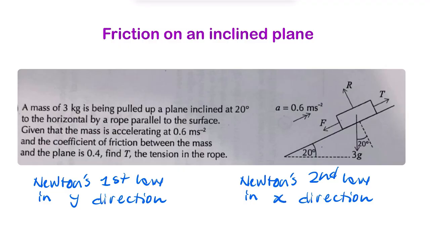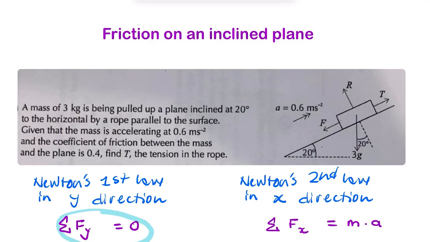And that's key, really, because it means in the y direction we can say that the summation of the forces is equal to 0, whereas in the x direction the summation of the forces is equal to the mass times the acceleration. So that's your starting point, realizing whether you're using Newton's first law because it's balanced and there's no acceleration, there's no movement, or whether you're using Newton's second law. Now it's just a case of resolving the vectors and writing the forces in the right order.